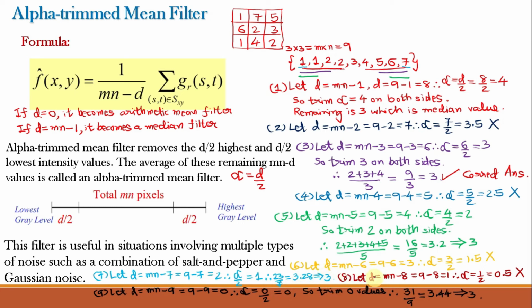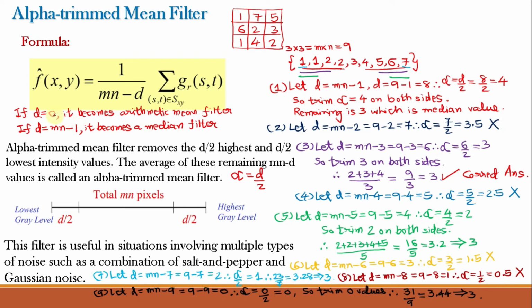Let us choose d is equal to mn minus 8. Okay, so 9 minus 8 is equal to 1, and alpha by 2 will be equal to 0.5, which is again not a valid option. And let us now choose d is equal to mn minus 9. Okay, so now what will happen? We will be selecting all the pixel values, right? So 9 minus 9 is equal to 0. Okay, so d has become 0 now.